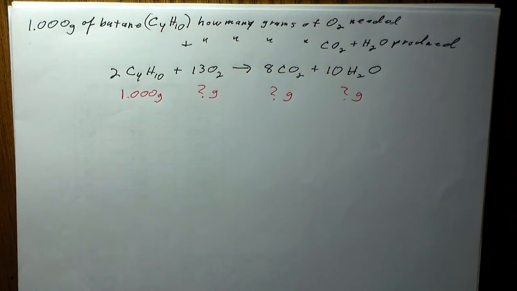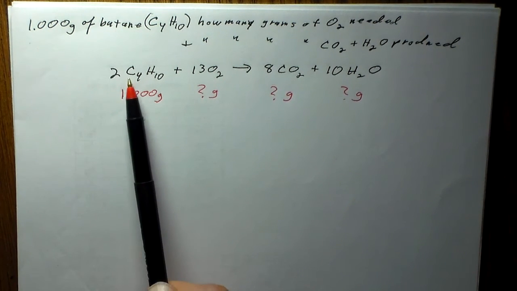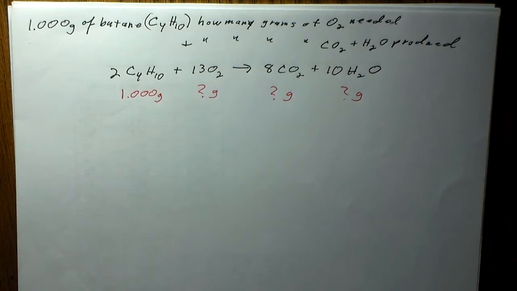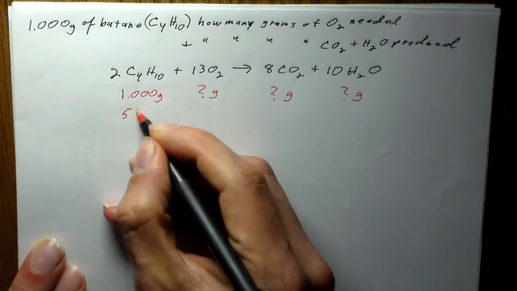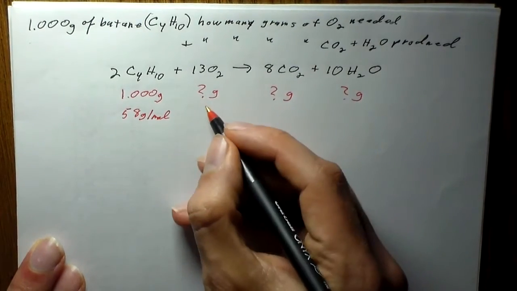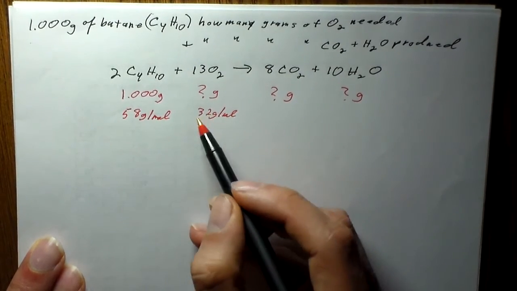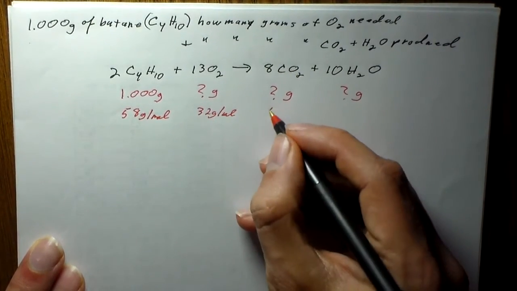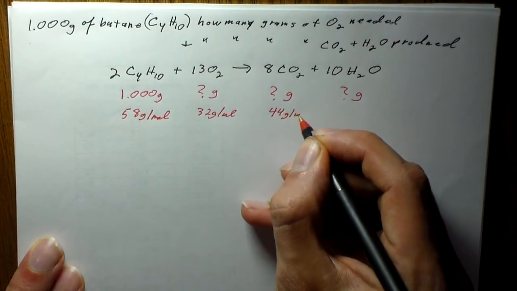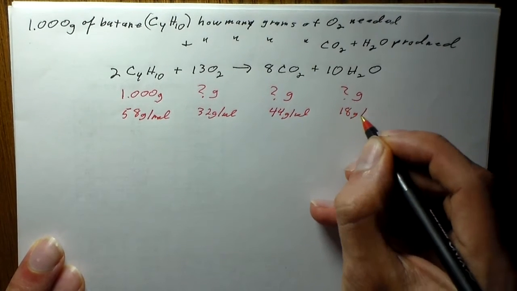Then the next thing that we need to do is figure out what my molecular weights are for each of these. So here, carbon is 12, hydrogen is 1, so 12 times 4 is 48, plus another 10, so that's going to be 58. So this is 58 grams per mole. Oxygen, that's 16 times 2, so that's going to be 32 grams per mole. Carbon dioxide, well, there's 32 from this, plus another 12, that's 44 grams per mole. And water, that's 16 plus 2, that's going to be 18 grams per mole.